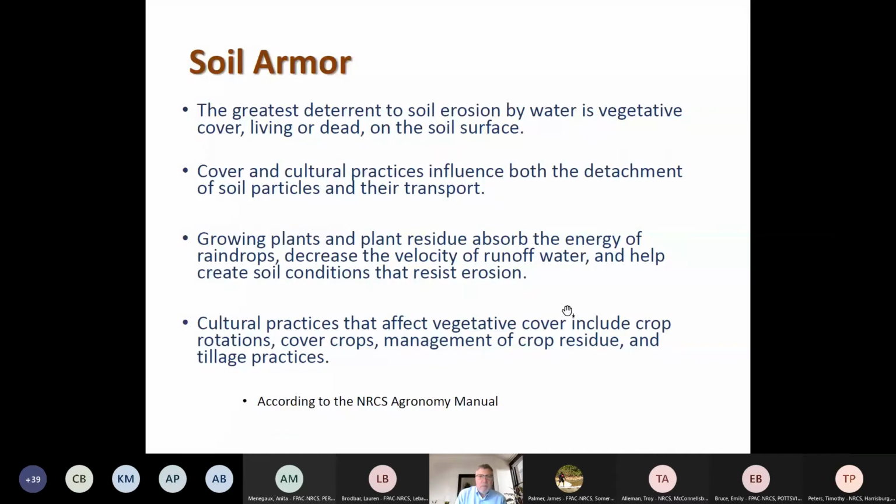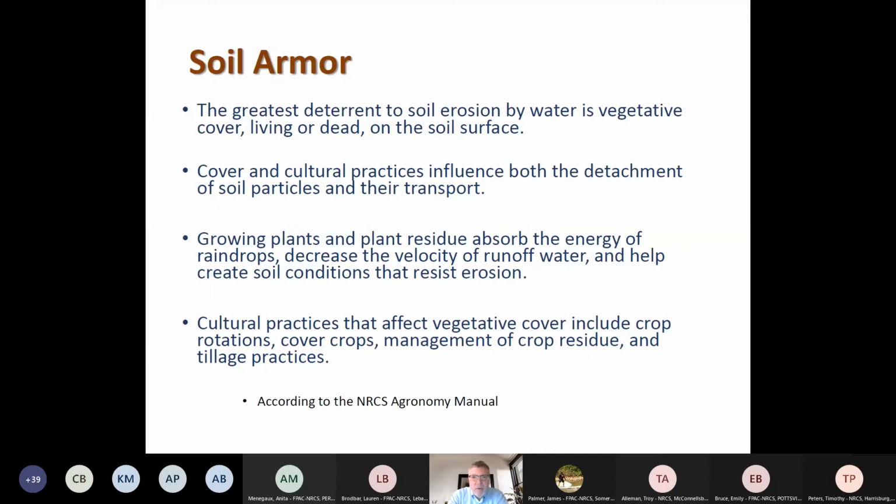So we're going to introduce a term called soil armor, an idea that I got from the NRCS agronomy guide. The greatest deterrent to soil erosion by water is a vegetative cover, living or dead, on the surface of the soil. So live plants, a canopy, or crop residues, plant residues on the surface of the soil, are the greatest deterrent to water erosion. Cover and cultural practices influence both the detachment of soil particles and their transport.